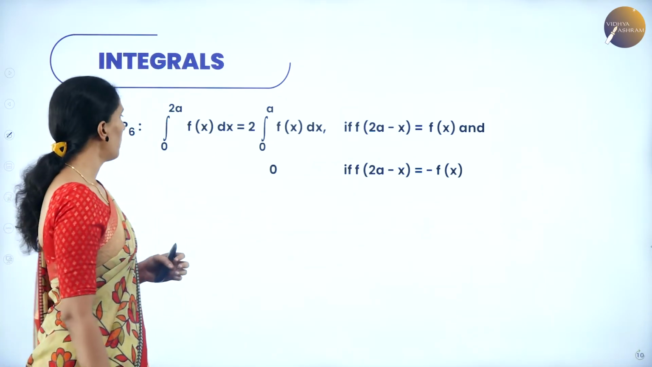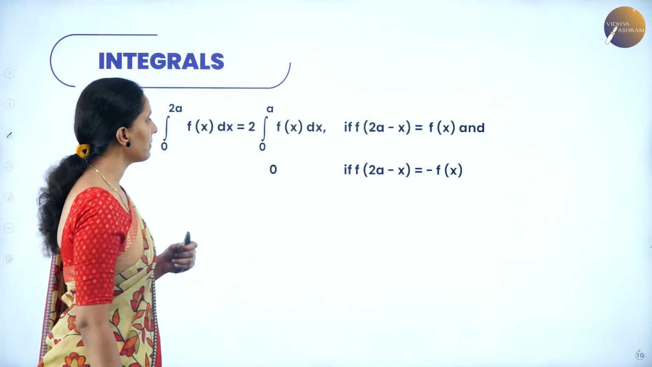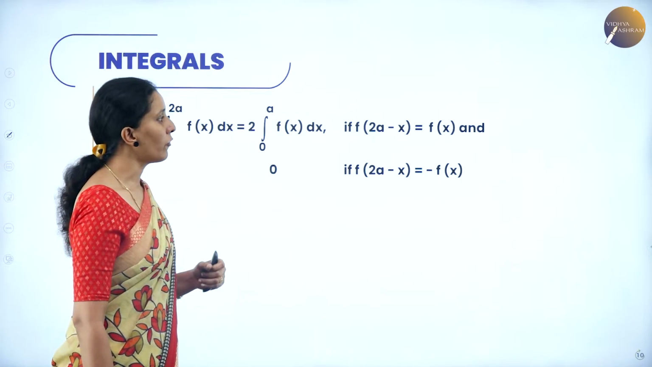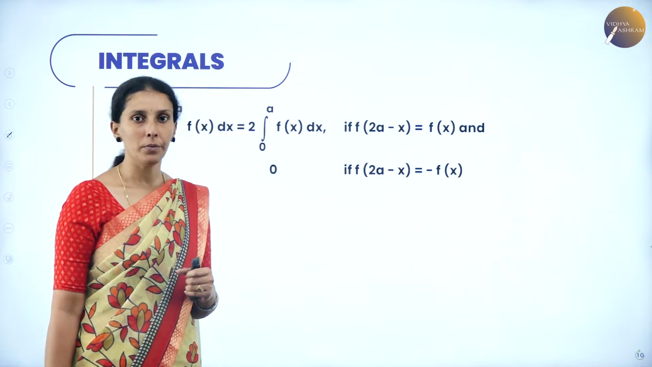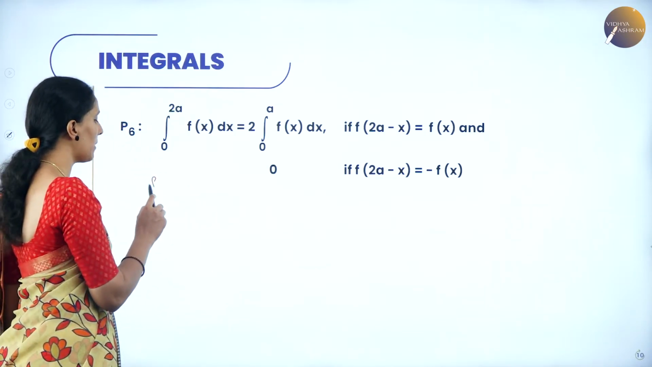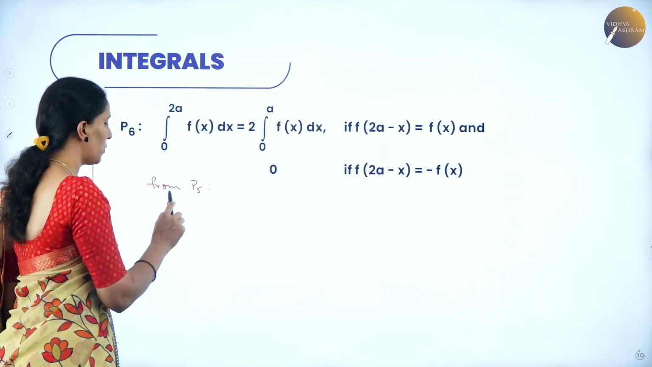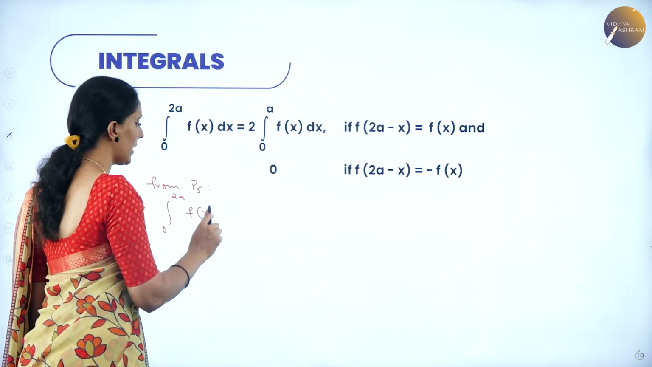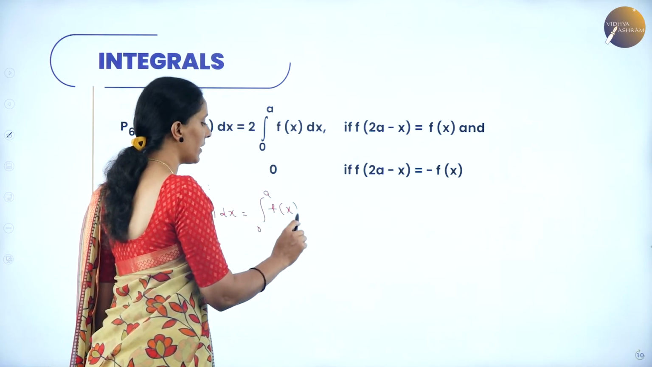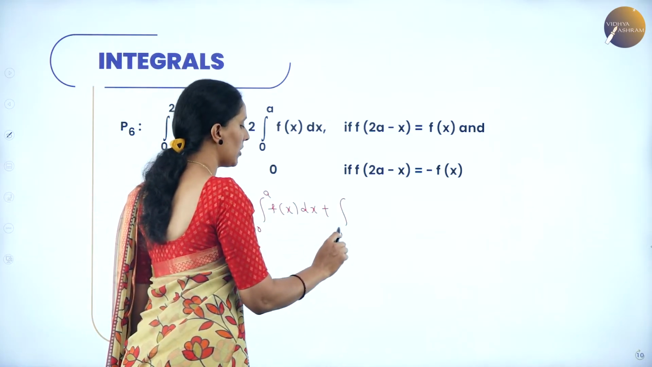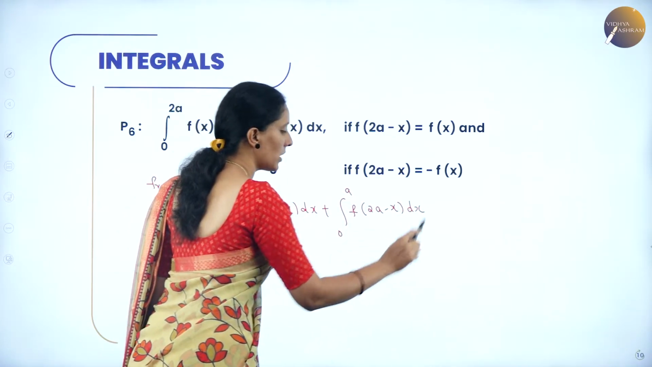So next is property number 6. We have 0 to 2a f of x dx is 2 times 0 to a f of x dx if f of 2a minus x is equal to f of x, and 0 if f of 2a minus x is equal to minus f of x. So from property number 5, what does P5 say? 0 to 2a f of x dx can be written as 0 to a f of x dx plus 0 to a f of 2a minus x dx. So this is property number 5.